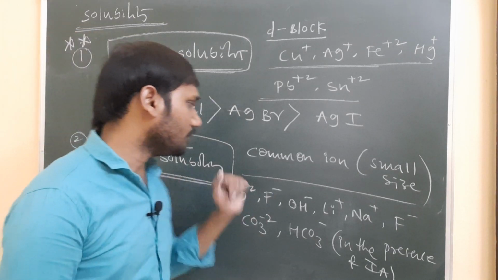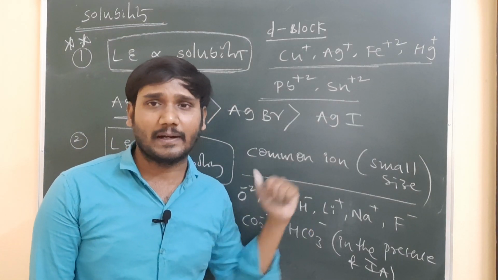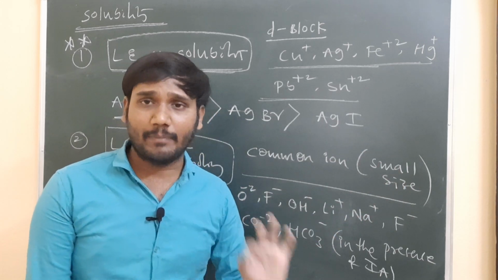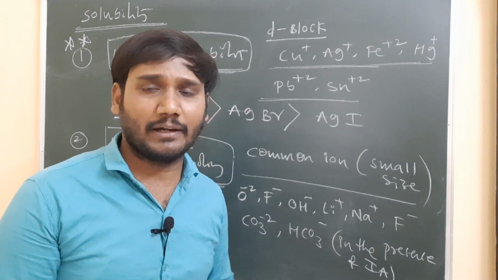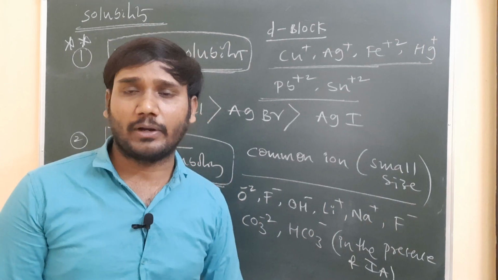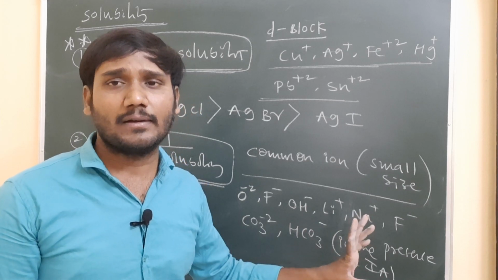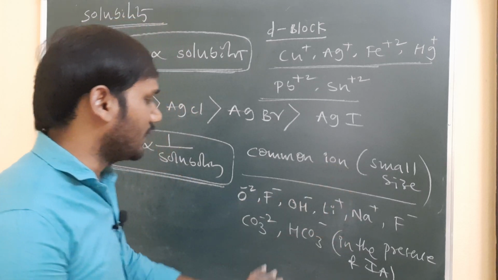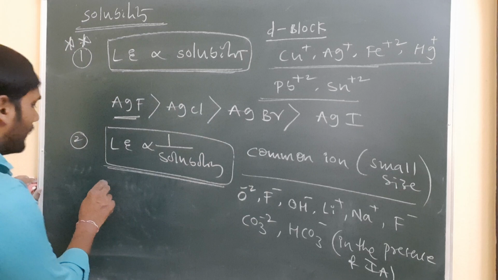Once again, lattice energy is indirectly proportional to solubility when this condition applies, when the common ion is small in size. The common ion may be oxide, fluoride, sodium, lithium, hydroxide, or carbonate, bicarbonate. And carbonate, bicarbonate behave as small ions when present with the first A group of elements. Right? And the next one is all the second A group of ions.